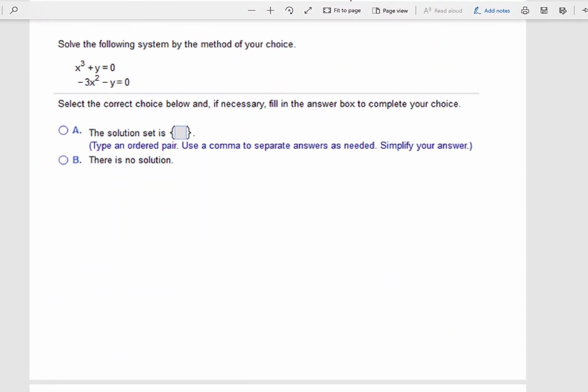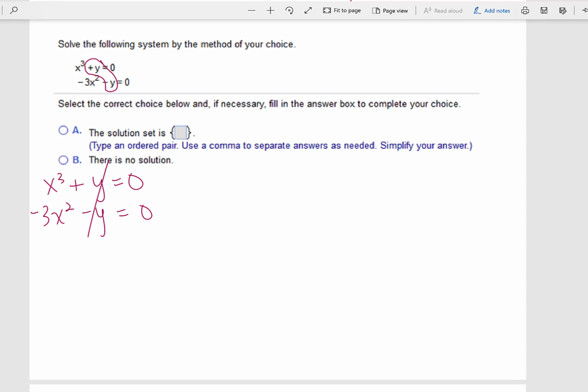Again, this one tells me to use the method of my choice. I see opposites right there, so I'm going to go ahead and add them together. I'm going to bring it down here first. x cubed plus y equals 0, and then negative 3x squared minus y equals 0. I can add these like terms together.